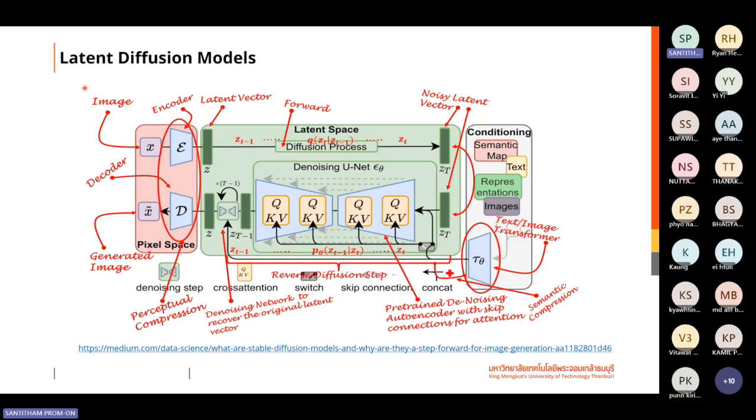You can see that the difference between the latent diffusion model and the previous diffusion model is only that you have an encoder and decoder. Now you have a type of autoencoder that encapsulates the diffusion process to make it work in the latent domain rather than the pixel domain. Okay.